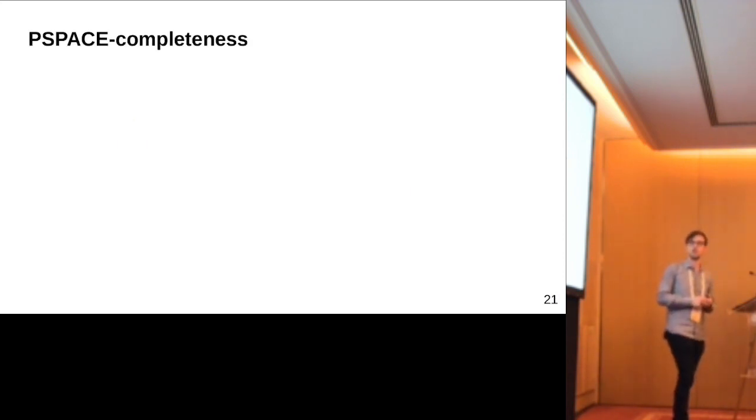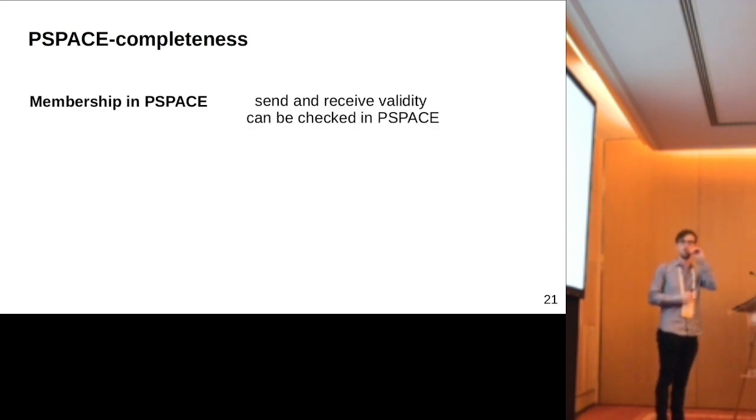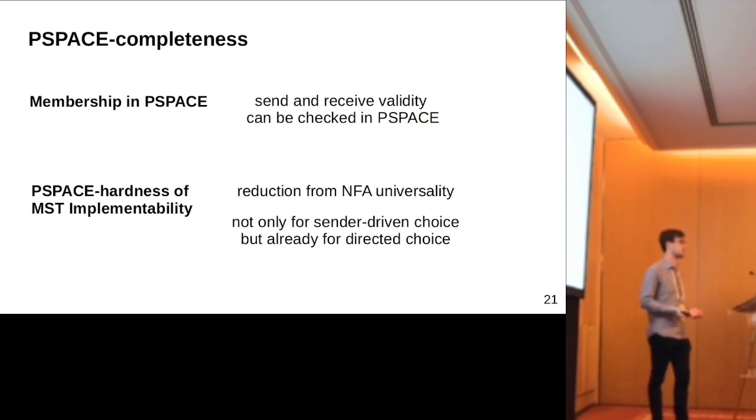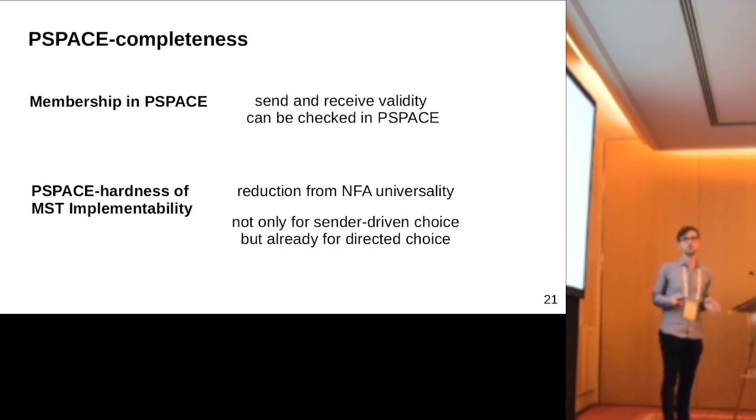In terms of complexity, we've shown PSPACE-completeness. The upper bound is membership in PSPACE, and with the earlier results, it suffices to say send and receive validity can be checked in PSPACE. For the lower bound, we use a reduction from NFA universality, inspired by earlier results from the early 2000s in the high-level message sequence chart literature. Notably, this result persists for the directed choice setting, so it does not need sender-driven choice.